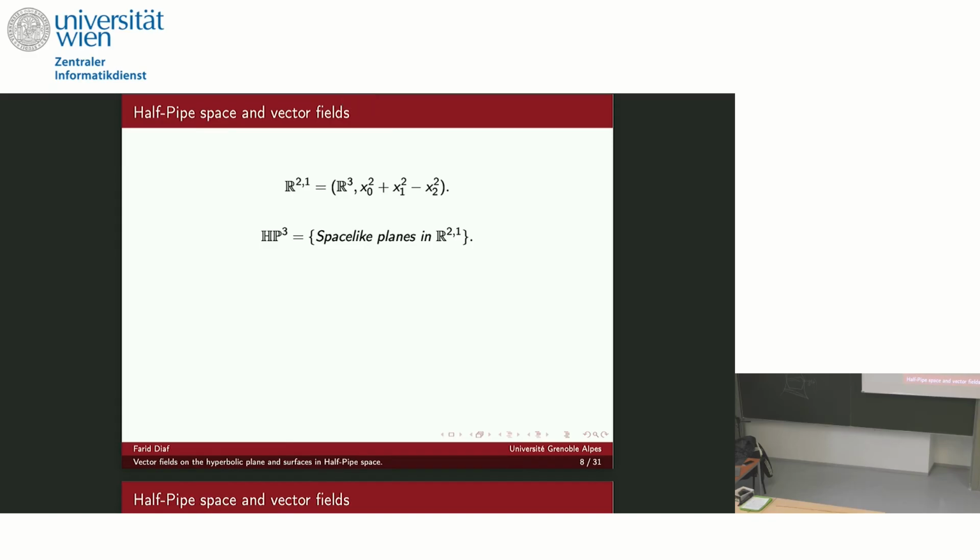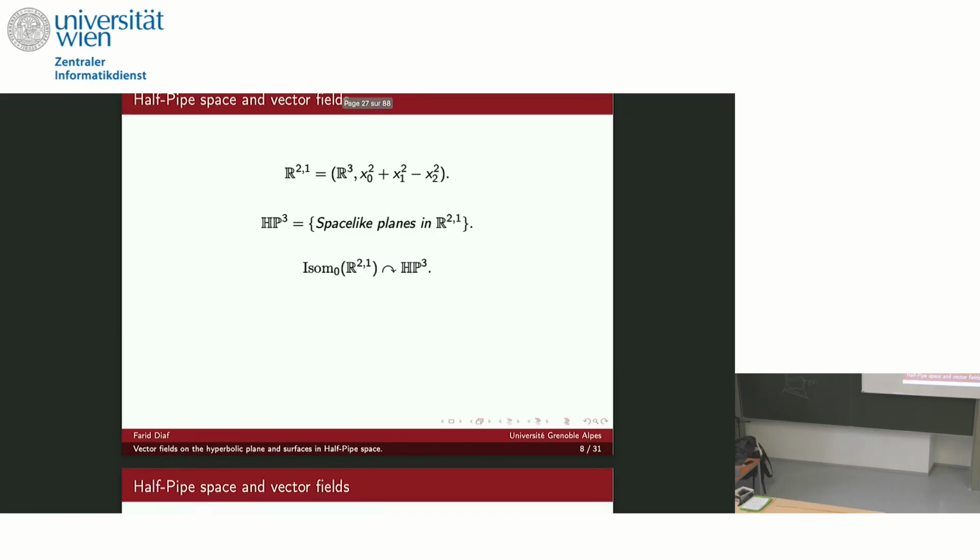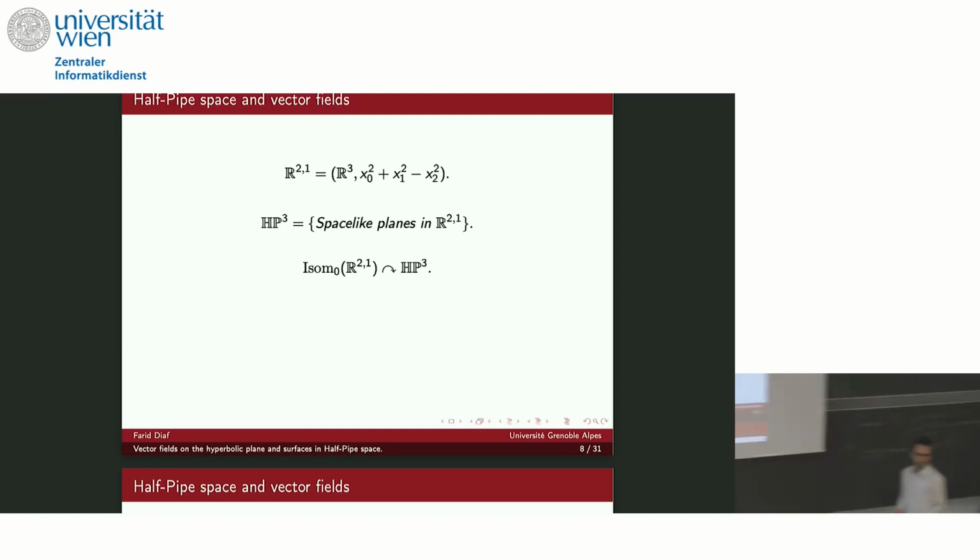And then this geometry, HP3, half-pipe, is defined as the space of all space-like planes in Minkowski space. So the points of our geometry are planes in Minkowski space. In fact, we have a natural action of the isometry group of Minkowski space because an isometry preserves the type of the plane. And so we have a geometry in the sense of, let's say, Thurston. We have a space, we have a group acting on that space. It's not a Riemannian geometry. We don't have a Riemannian metric, but it's a geometry in some large sense.